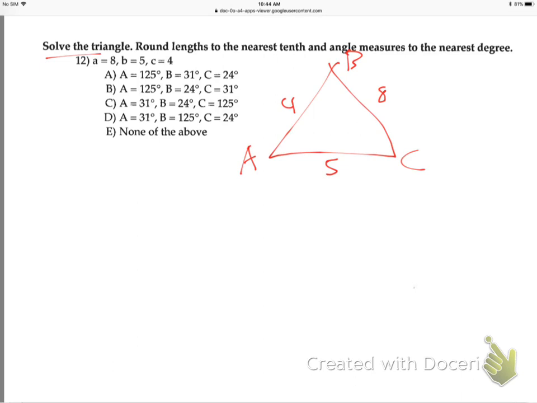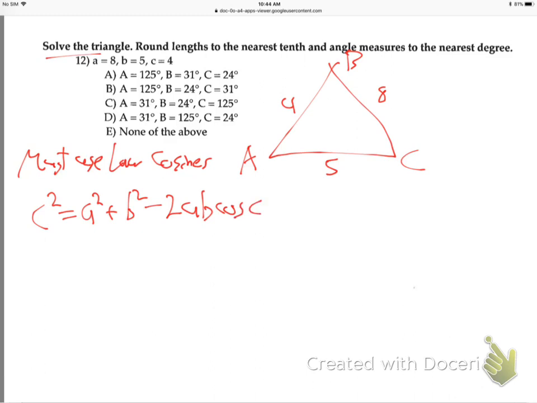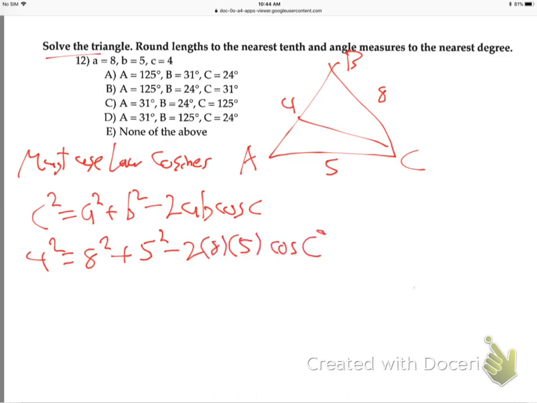So can I use law of sines? No, because I don't have a matching pair. We don't have an angle-side pair. So we must use law of cosines. You could use any of the three versions. Whether you put A squared in the front, B squared, or C squared, it doesn't matter. Any of them will work. C squared equals A squared plus B squared minus 2AB cosine C, for example. So 4 squared is 8 squared plus 5 squared minus 2 times 8 times 5 cosine of angle C. We're going to find angle C here.